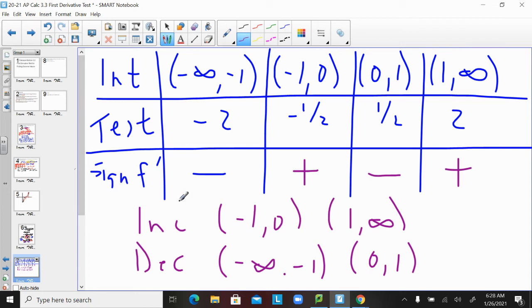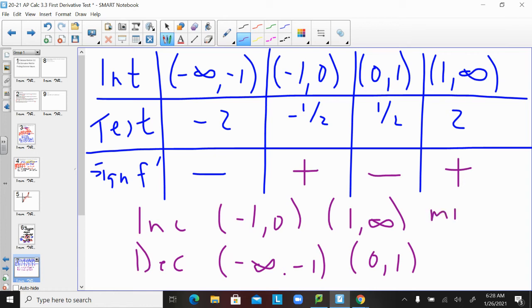It looks like at -1, the derivative changes from negative to positive. That means the function is changing from decreasing to increasing, which would mean a min. At 0, the derivative changes from positive to negative, which means the function changes from increasing to decreasing, which would mean a max, but I'll remind you that the original function had an asymptote at 0. So that is not a max because the function is not even continuous there. And then at 1, the derivative changes from negative to positive, which means the function changes from decreasing to increasing, so that would be a min.